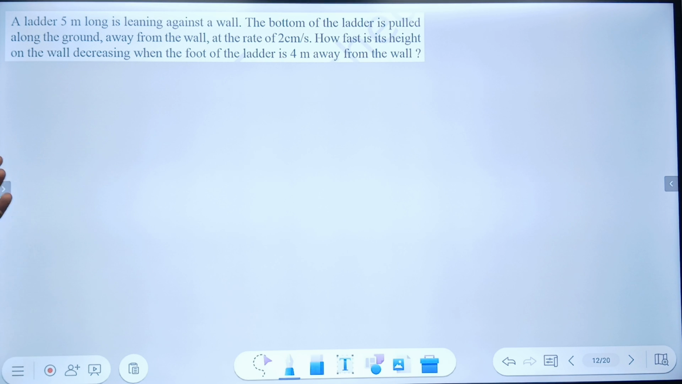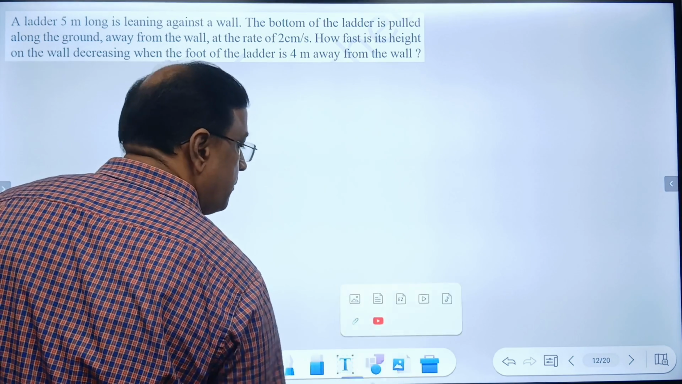Okay, now this is a very important sum. A ladder 5 meters long is leaning against a wall. So let me take a diagram.